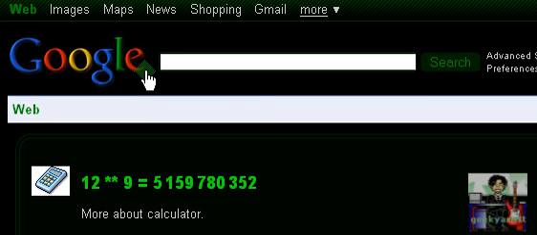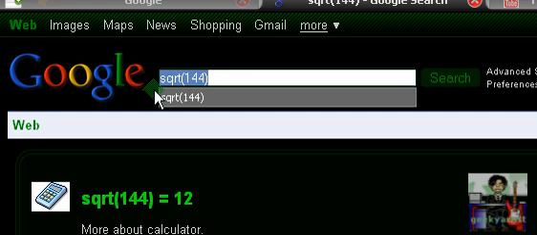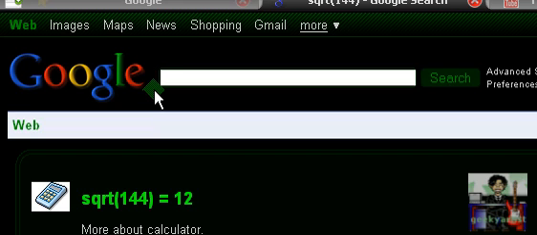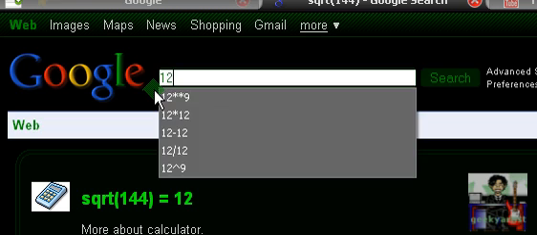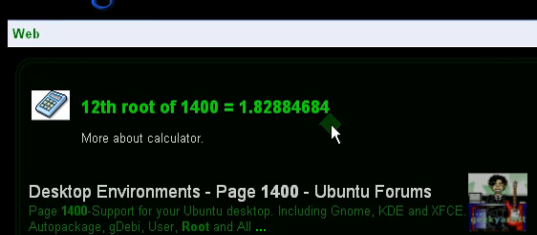So another operation you can do is getting the root of a certain number, let's say a square root, SQRT, short for square root, parentheses, let's say 144, close parentheses, and there's your answer. If you want to get the cube root, the fourth root, fifth, sixth, let's say the 12th root, just type in 12th, then root, then a particular number, let's say 1,400, and here's your answer.